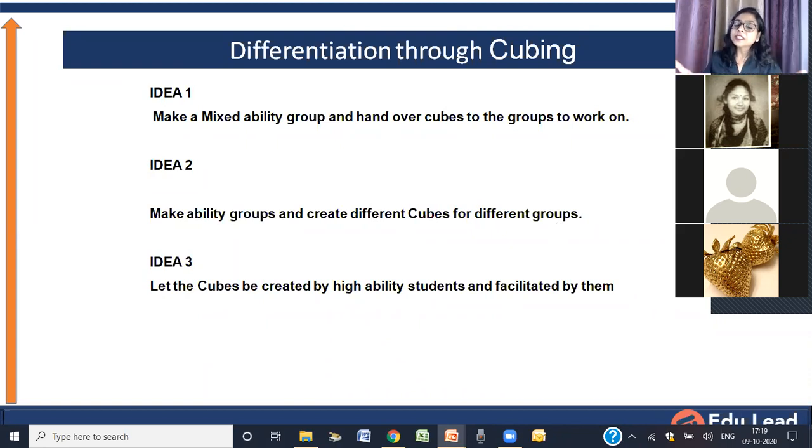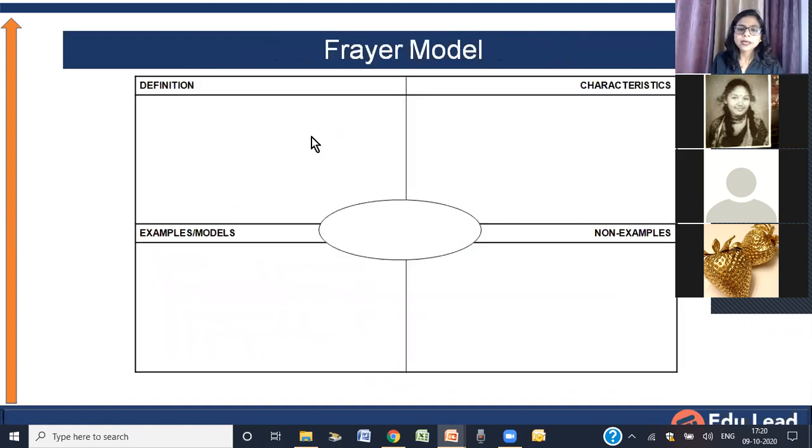You know, most of the time you can do differentiation by choosing some of your students, and every time choose different students, not the same high ability students. Ask them to go ahead and conduct the activity, right? That also is actually using your high ability students to match their skills. So that's about cubing. Another is Freir's model.